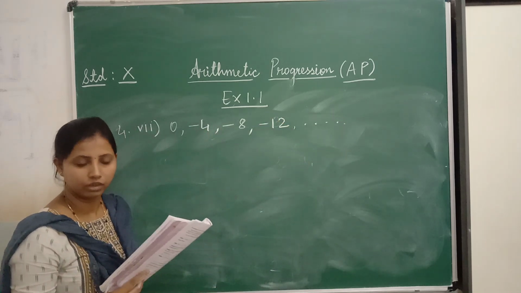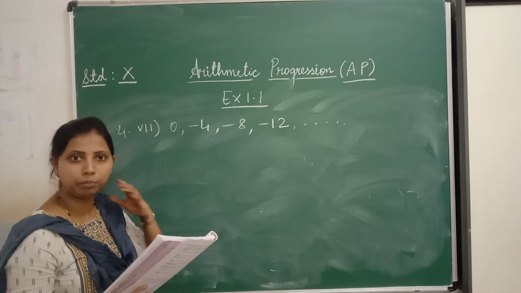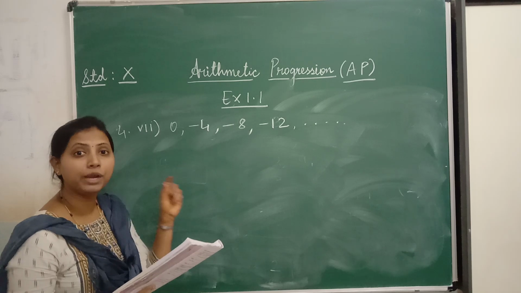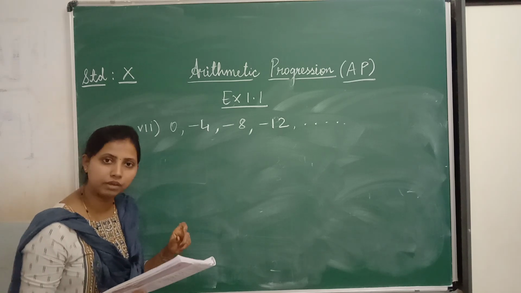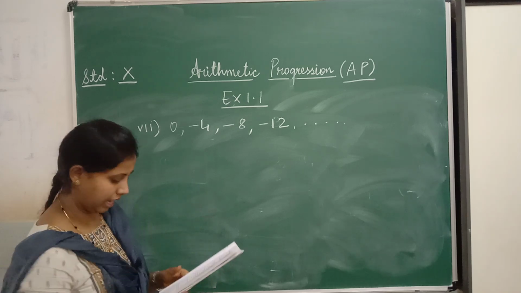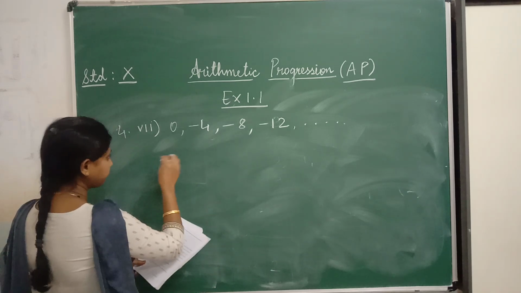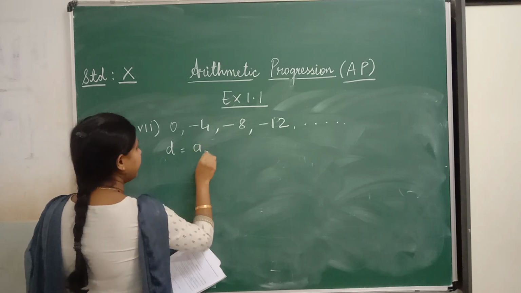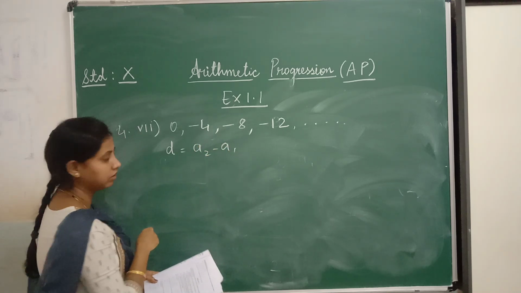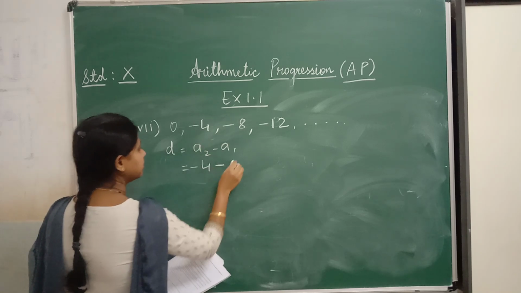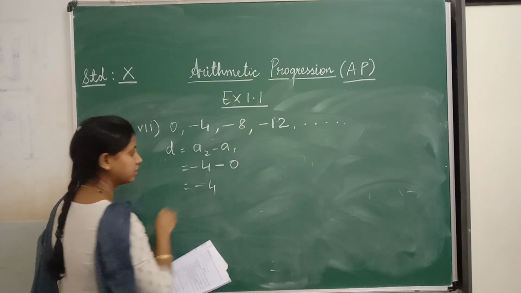Of numbers they are there. Now you have to find, are they in AP? So how to find are they in AP? Then you have to check the common difference. If the common difference is constant between the successive terms, then it forms an AP. Yes? So to find that difference, write A2 minus A1. What you get? Minus 4 minus 0. You get minus 4.